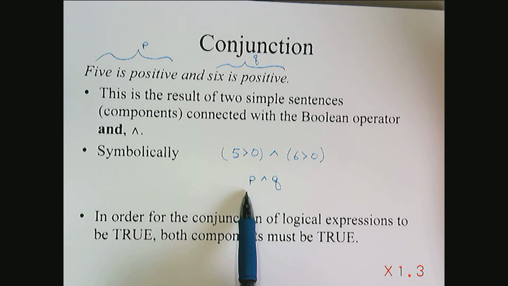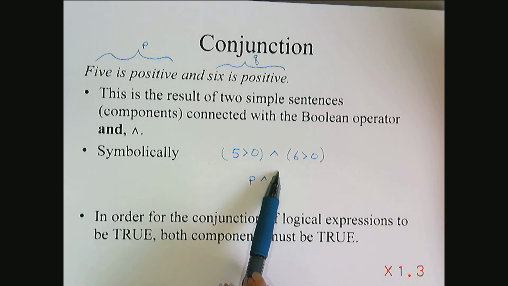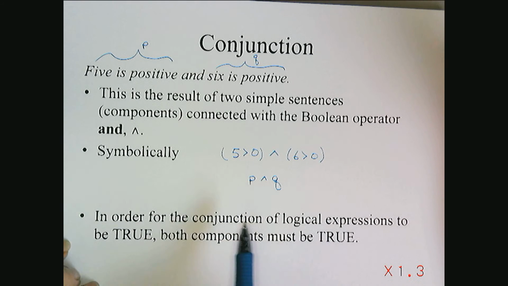In general, for a conjunction to be true, both of its components, the simpler propositions, must be true. So if a conjunction is true, the inputs both must be true.